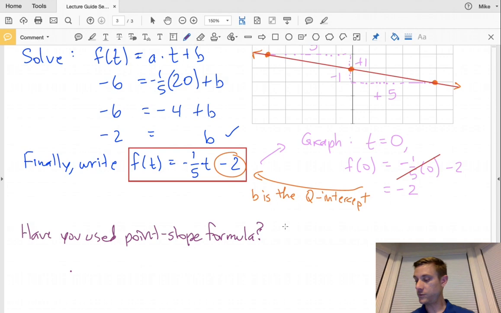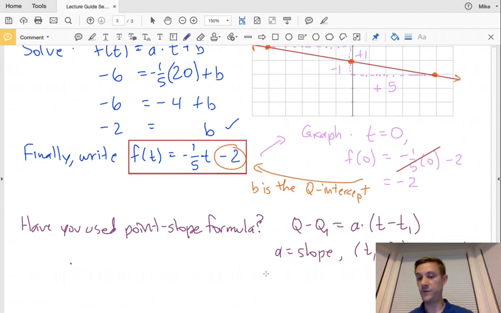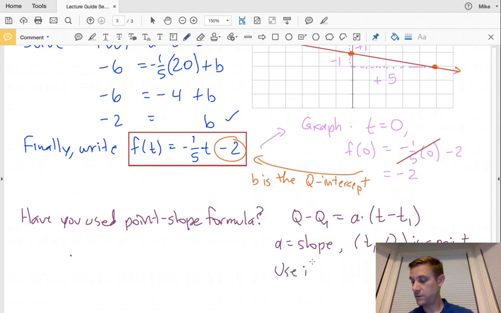So that's fine. So the point-slope formula looks like, I'll use it without the function notation, but if we use the same kind of input and output variables and constants, so if A is the slope and then (T1, Q1) is a point. So it's exactly what it sounds like. The point-slope formula is built for a situation like this one where we've been given a slope and a point, and it's another way to get an equation for a line. So I'm fine with using this. Use it. Why not?